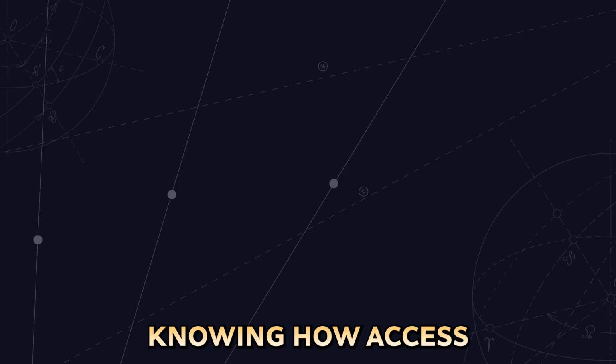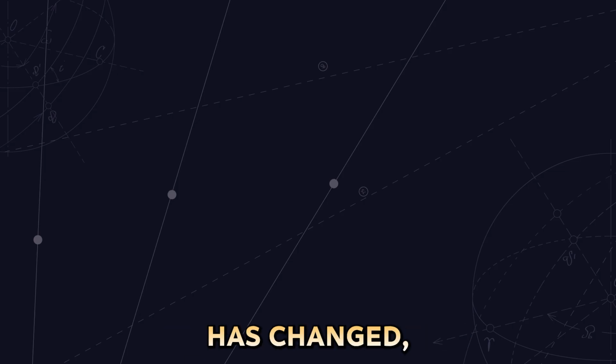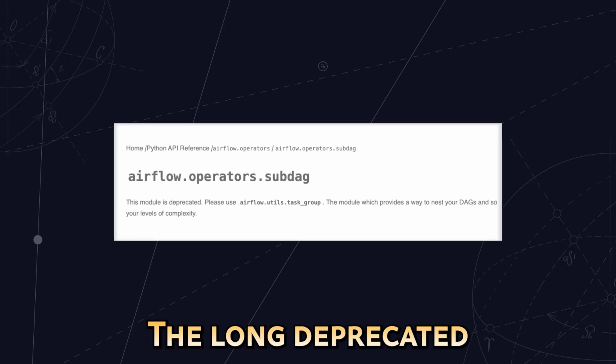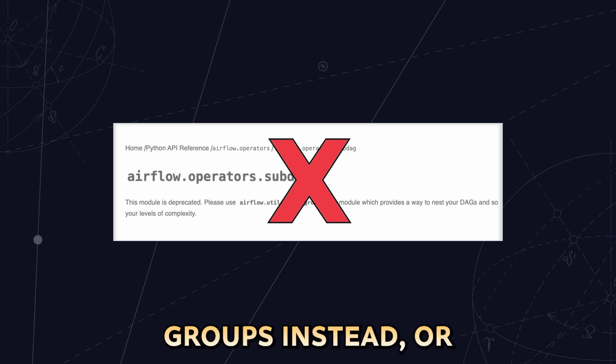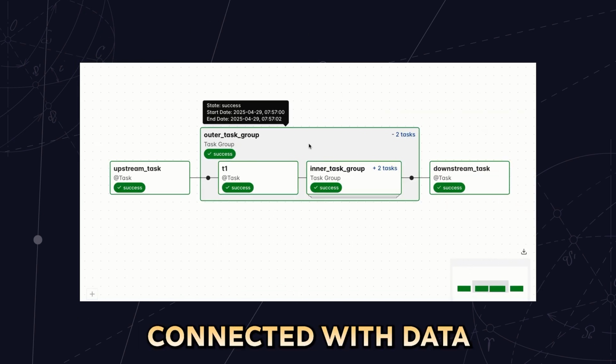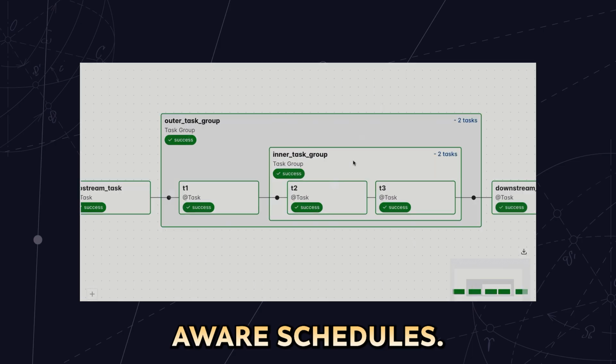Additionally, to knowing how access to the Airflow metadata database has changed, you should be aware which features were removed or replaced in Airflow 3. The long deprecated sub-DAG feature was removed. You can use task groups instead or smaller DAGs connected with data-aware schedules.